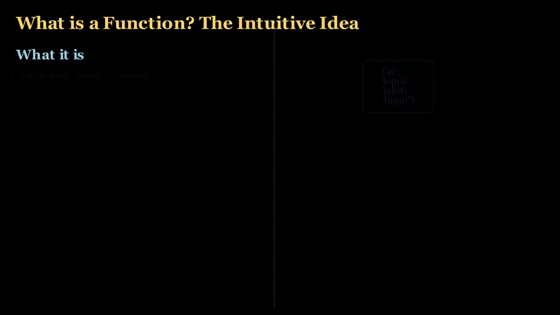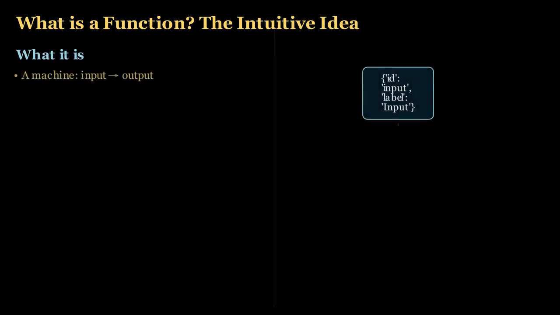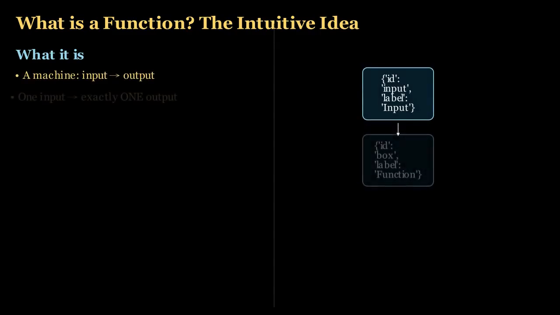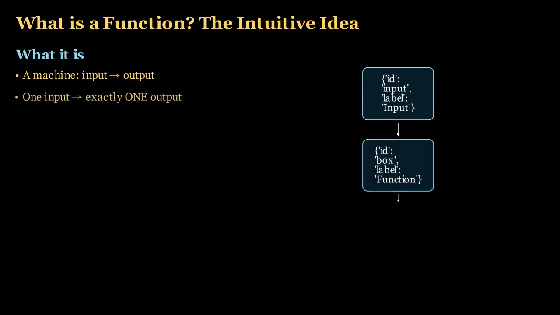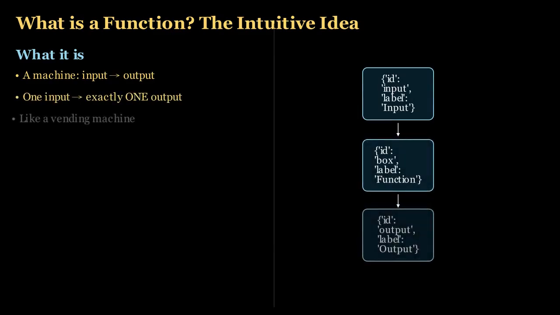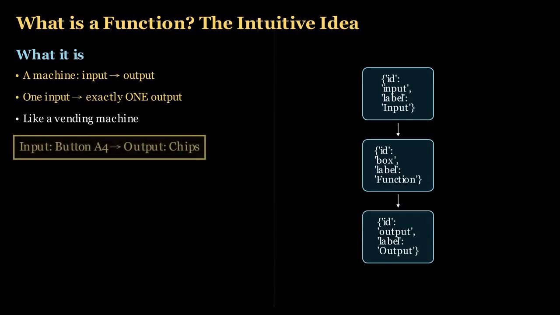Imagine a magic box. You drop something in, and something else comes out. That's a function. It's a rule, a machine, that takes an input and gives you back exactly one output. Think of a vending machine. You press button A4, and you get a specific packet of chips. You don't press A4 and sometimes get chips and sometimes get a chocolate bar. That one-to-one rule is the heart of the idea. A function is a consistent, predictable relationship where each input is paired with one, and only one, output.